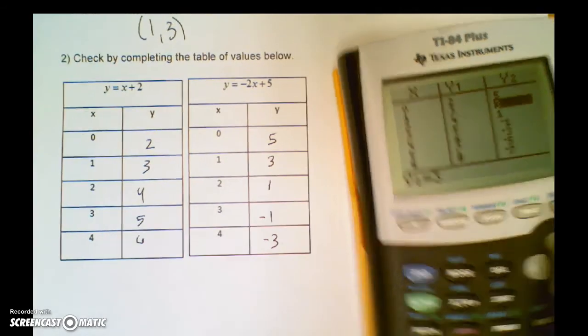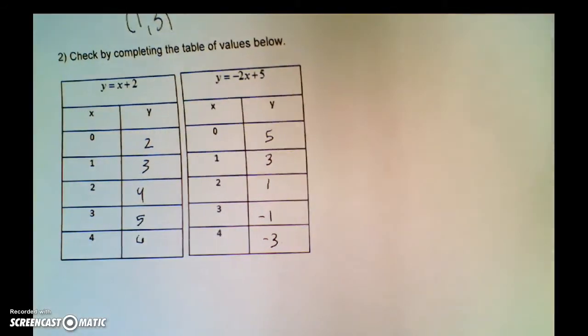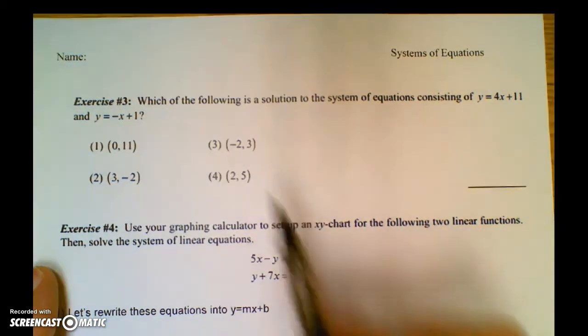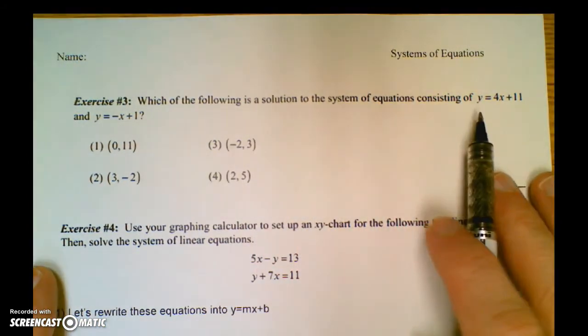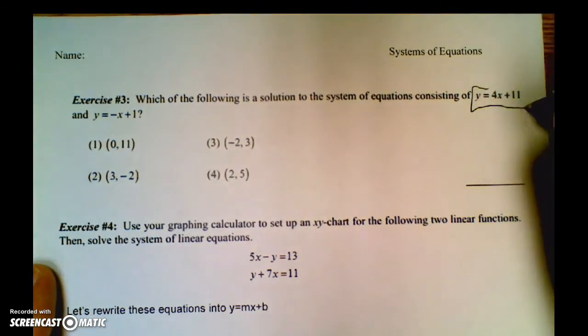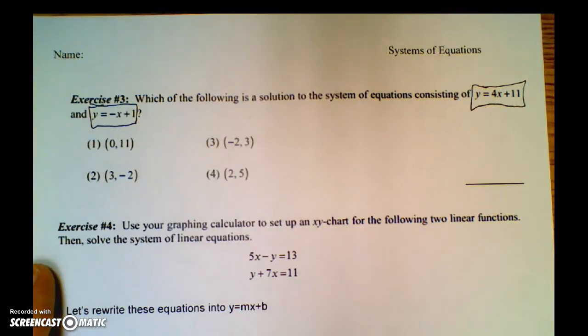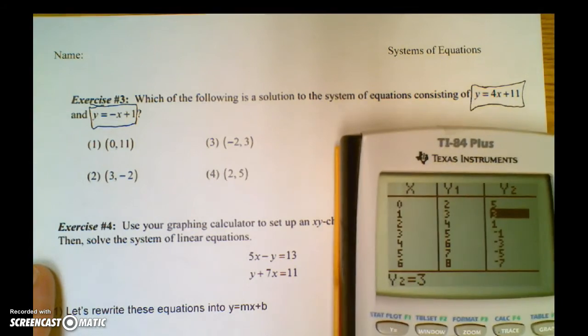Okay, let's do one more example together, and then let you try the rest on your own. In exercise 3, it's asking, which of the following is a solution to the system of equations consisting of this equation and this equation? Since you don't have a graph, you might have to use your calculator on this one.